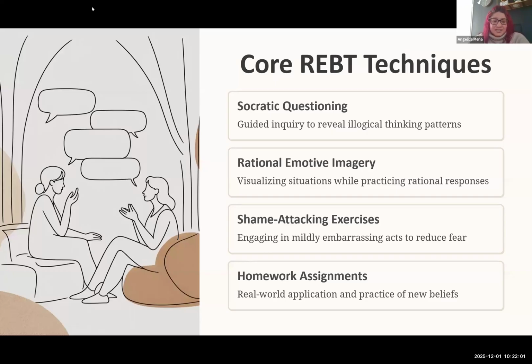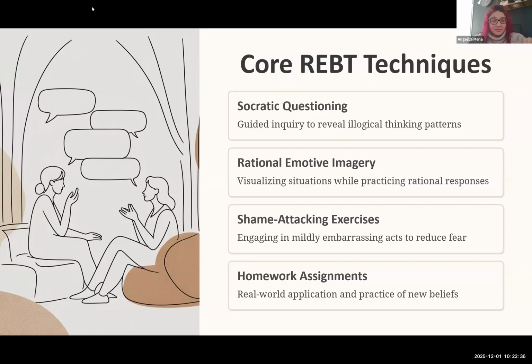And then finally, in this technique, we have a lot of homework assignments. So we want to do lots of real world applications of practicing using these new beliefs. Because we want the client from this model not to just be practicing disputing those thoughts in session. We want them to be practicing doing that all the time, right? At home, everywhere.